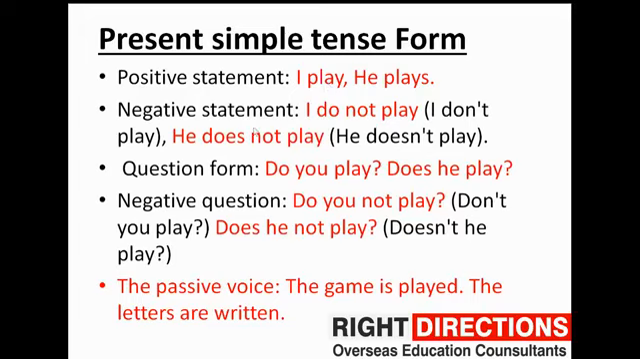For the negative statement, do and does come. Does comes in the singular category, with he, she, it के साथ. But with I, we, you, they, the plural category, comes do. I do not play, full stop. He does not play. Also we can use them in contraction form. I don't play, he doesn't play.